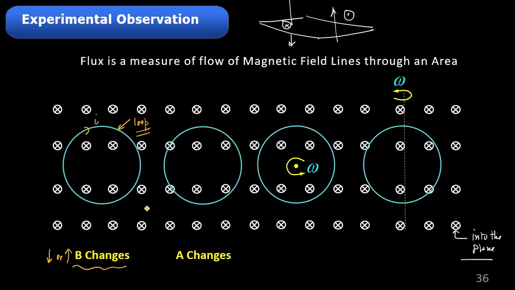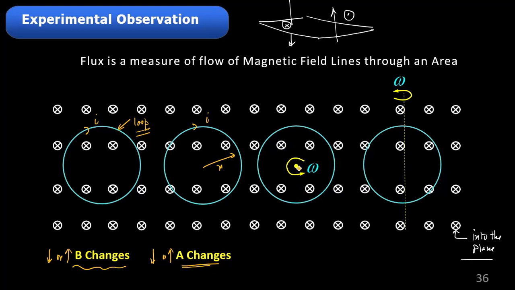In the second situation, I change the area. By changing the radius, I can change the area of the circular loop. If I increase the radius, the area will increase. If I decrease the radius, the area will decrease. What you observe is that by increasing or decreasing the area with time, again the current will flow.